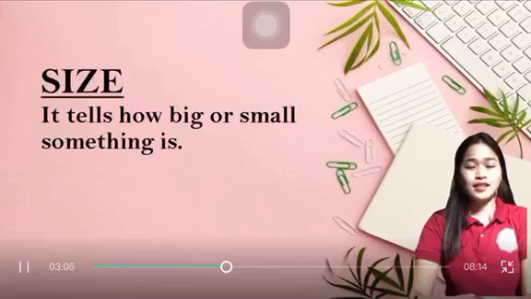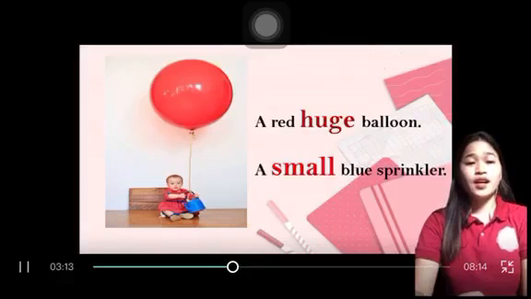And next is the size. It tells how big or small something is, for example, a huge red balloon. Red is the color, huge is the size, balloon is the noun. Another example is a small blue sprinkler. A is the determiner, small is the size, blue is the color, sprinkler is the noun.